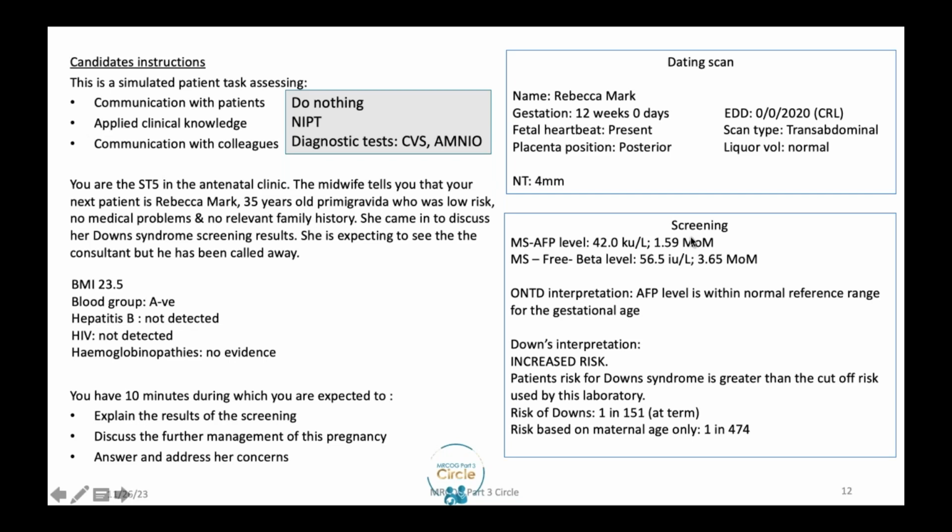Let's start this again. Start from the beginning. From the management part or from the history taking part, ma'am? From the introduction. Start the case from the beginning. Okay. Hello, I am Anjuman, one of the doctors in the antenatal clinic. May I know your name and age, please? Hi, I'm Rebecca Mark. I'm 35. How may I address you? Rebecca, please. Okay, Rebecca, I can see that it is your first pregnancy and you are here to discuss a report. Am I right?